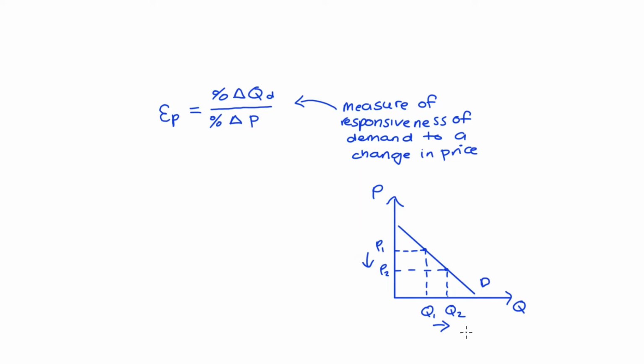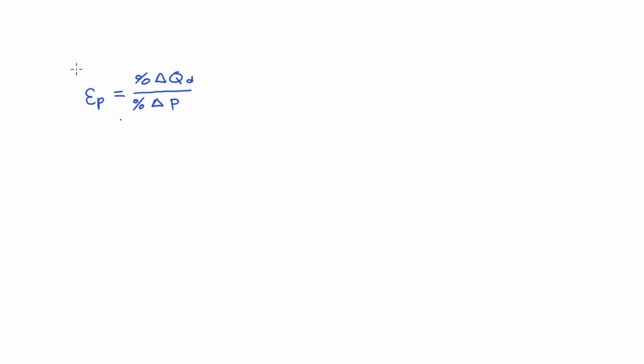In fact, because our price elasticity of demand is always assumed to be negative, sometimes some courses or textbooks only report the absolute value of the elasticity, so they ignore the negative sign. In this video, I'm going to leave the negative sign in, but you should just check for your course whether you need to include the negative or not. So there are essentially 5 sorts of values that the elasticity can take.